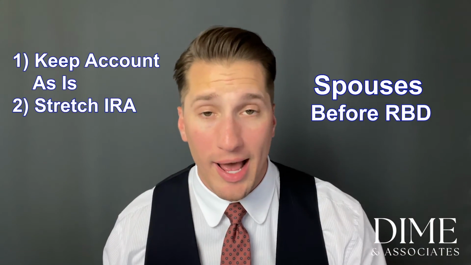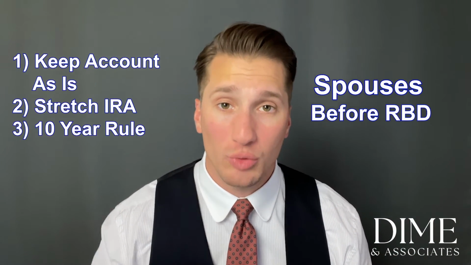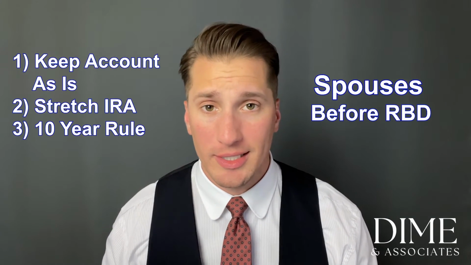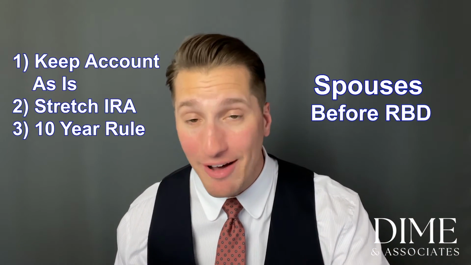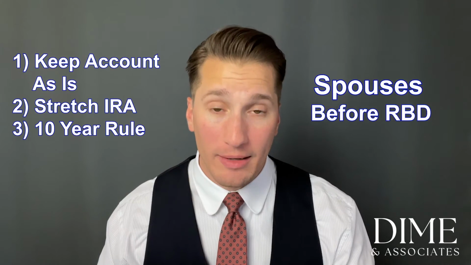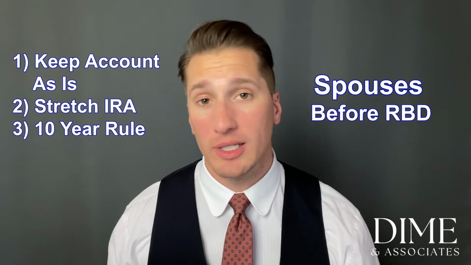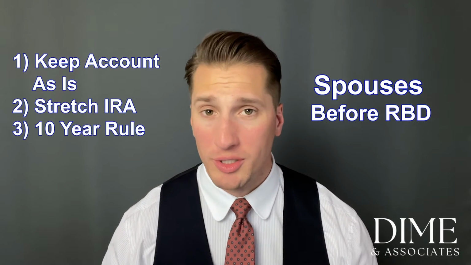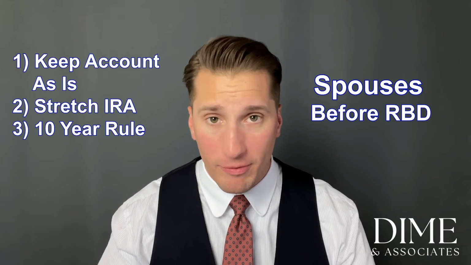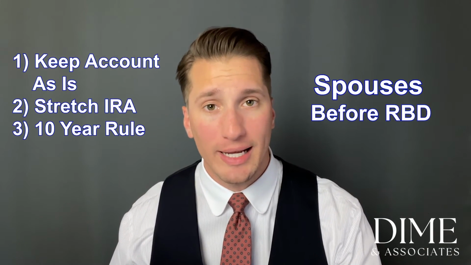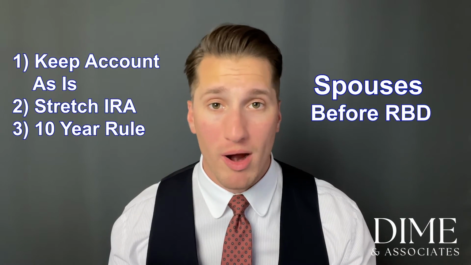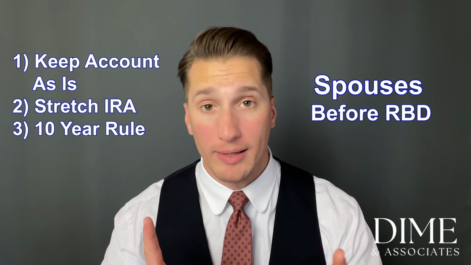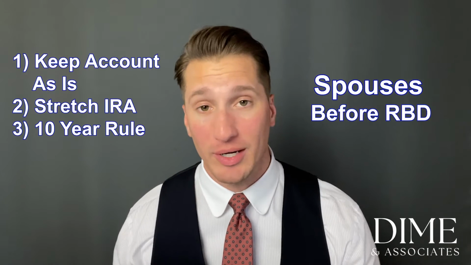The third option they have is to follow what's called the 10-year rule. The 10-year rule is defined as saying by the 10th year after the year of death, the entire retirement account must be fully liquidated. That's what the 10-year rule says. In addition, if you inherit these funds before the decedent met their required beginning date, then you will have no required minimum distribution in years 1 through 9. But in year 10, you've got to liquidate the whole account.